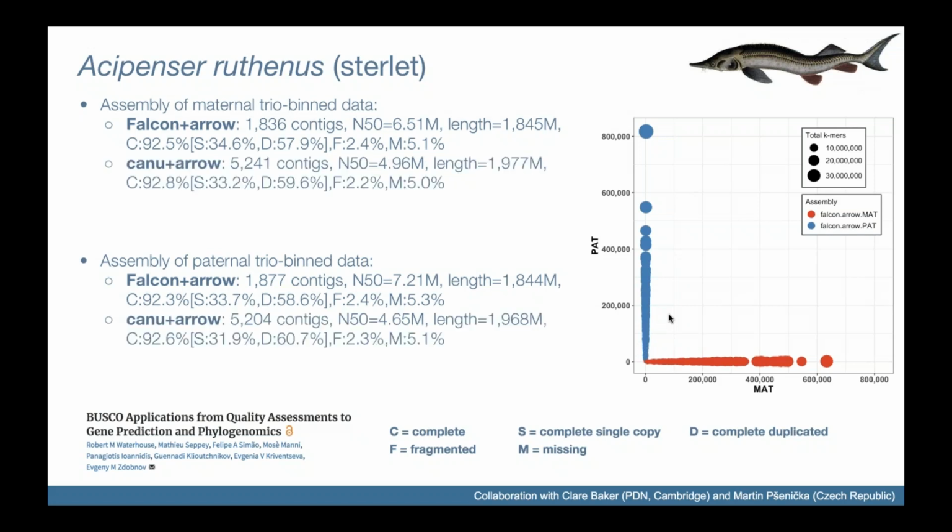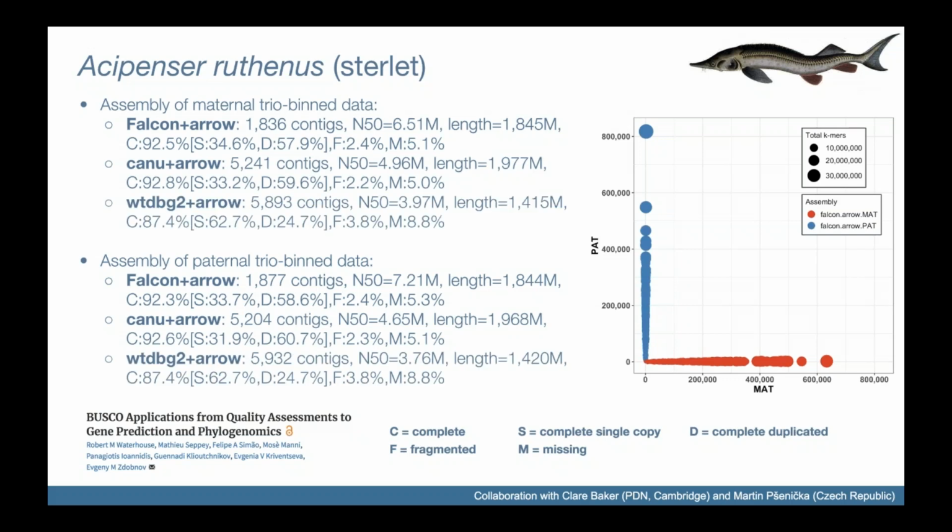Arrow gives quite a similar assembly, slightly lower contig N50, but still quite good from the looks of it. Wtdbg2 here, again, it looks okay, but the genome size for Wtdbg2 here is quite small. So I think you'll see why in the next slide.